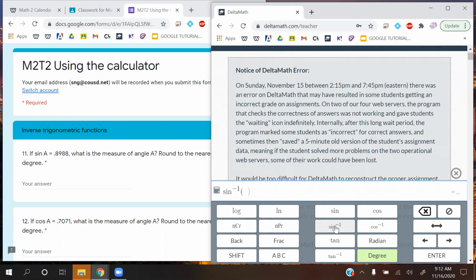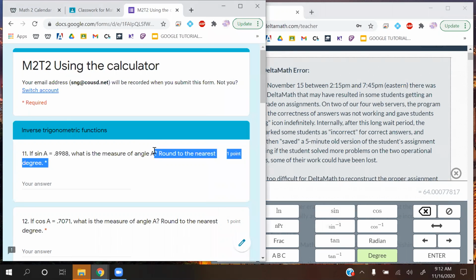So you click sine inverse, and then you can type 0.8988, the number that they gave us right over here. And then it will give you the inverse, aka it will give you the angle. So 64.000, we're rounding it to the nearest degree, so it's just 64 degrees. Any questions on that one?